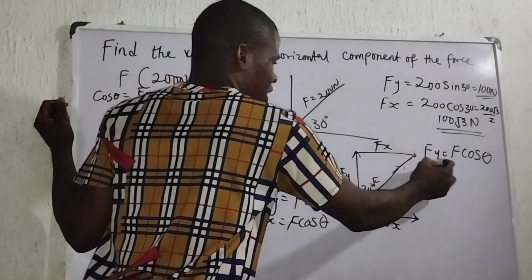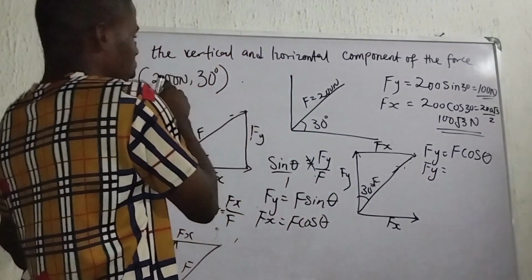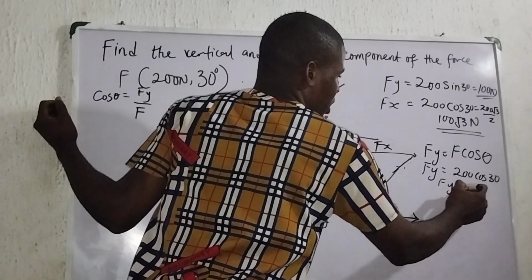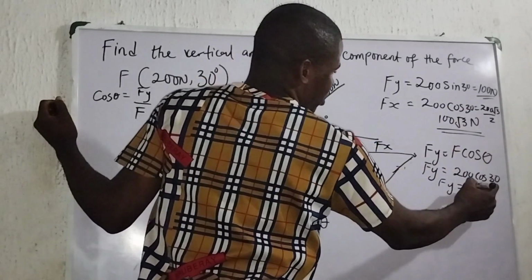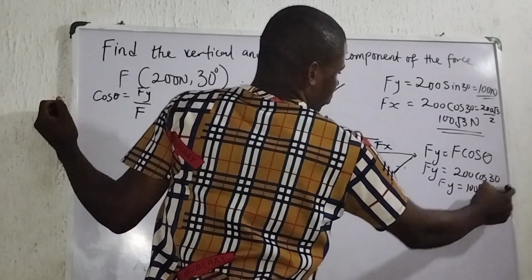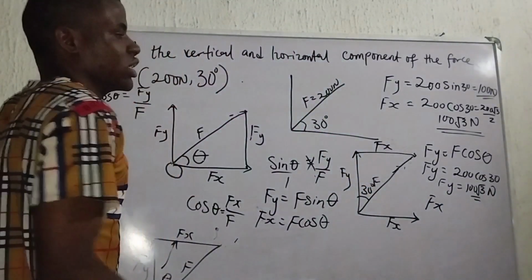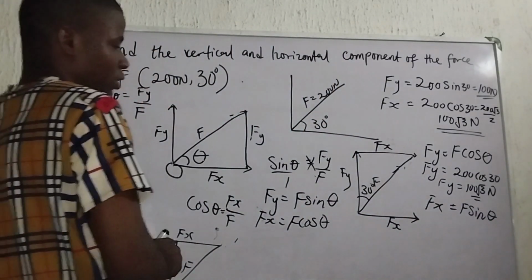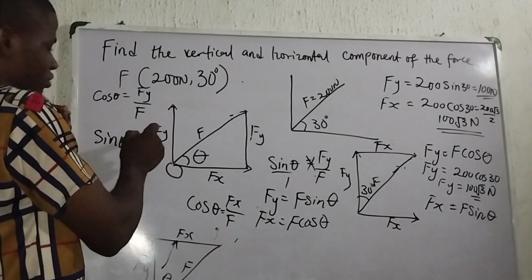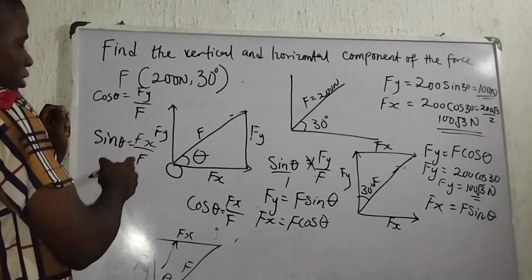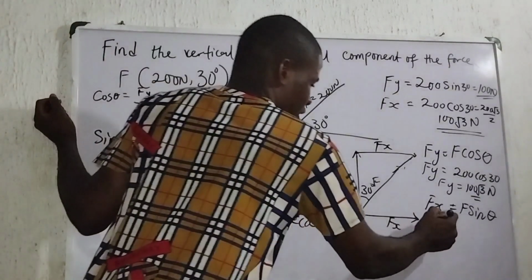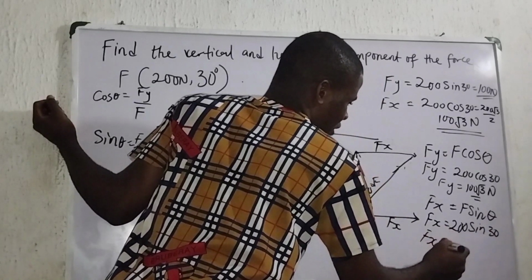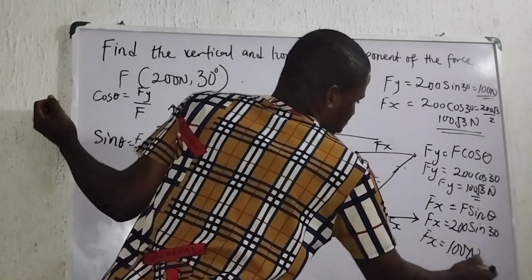Now if you want to get Fy here, F is 200, so 200 cos 30 will give me 100 square root of 3 Newton. Now what of Fx? We definitely know that Fx will be F sine theta, that's the opposite. If you check sine theta, it is opposite, Fx over F. When you cross multiply, it gives you F sine theta. So Fx is equal to 200 sine 30, so we've gotten that Fx is equal to 100 Newton, and that's our answer.